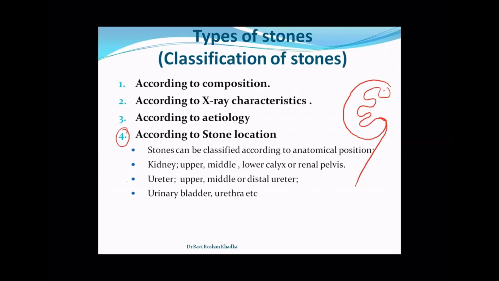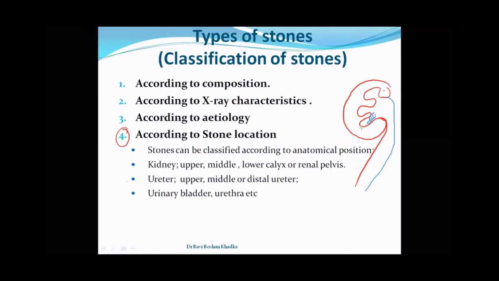Okay, and suppose that stone is at the calyx of the kidney. Suppose what we're drawing over here is the kidney. So it is found over here, like here. See, this stone is located at the lower calyx. So what's the importance of knowing the exact site of this stone?